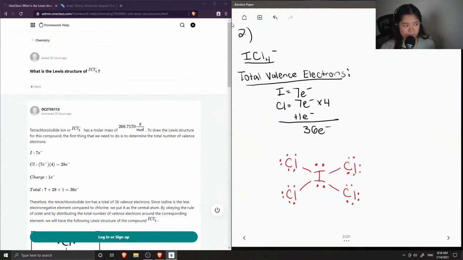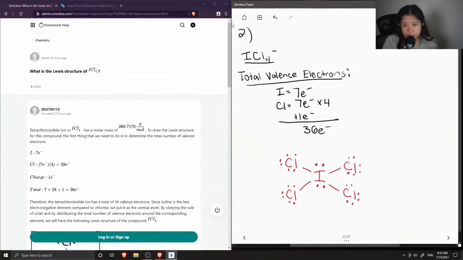So now I have a total of 36 electrons, and now I'm just going to calculate the formal charge of each of the atoms. So I'll write the equation for formal charge up here. Formal charge is equal to the number of valence electrons minus the number of non-bonding electrons, so these are all the electrons that are in the form of lone pairs, and then minus the number of bonding electrons divided by 2.